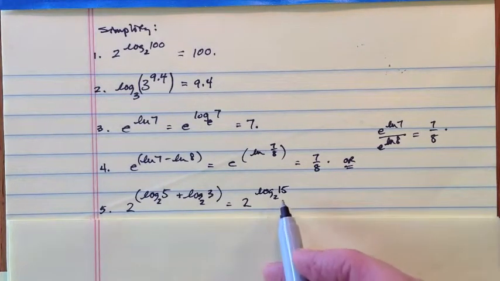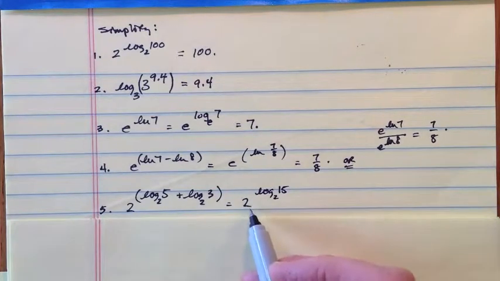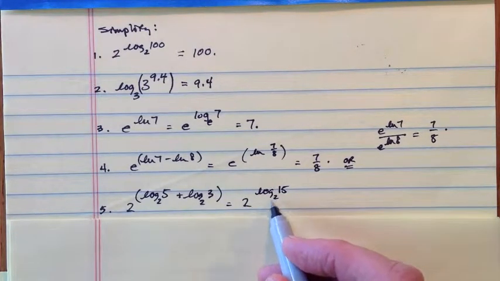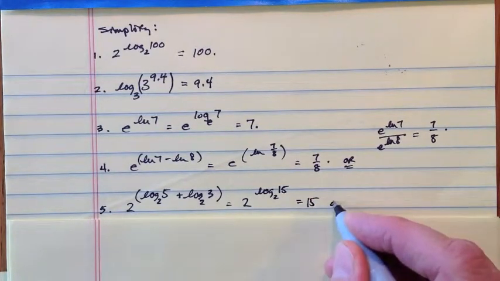Right, I'm using the fact that the log of a product is the sum of the logs. But now this is just 2 to the log base 2 of 15. The answer must be 15.